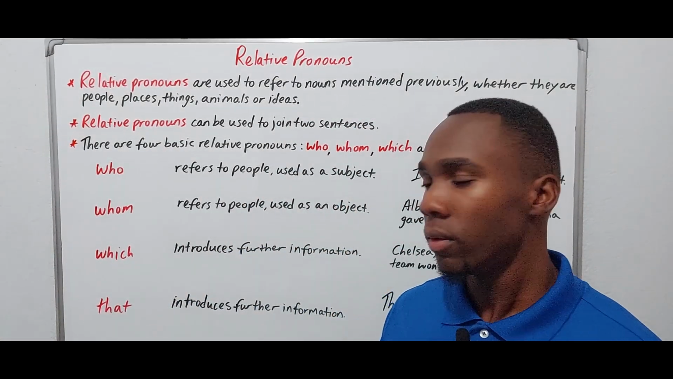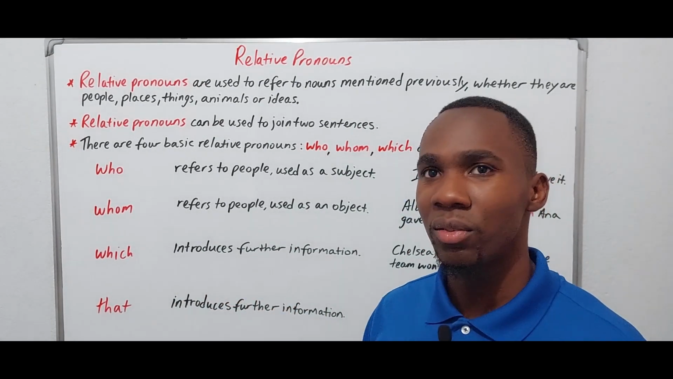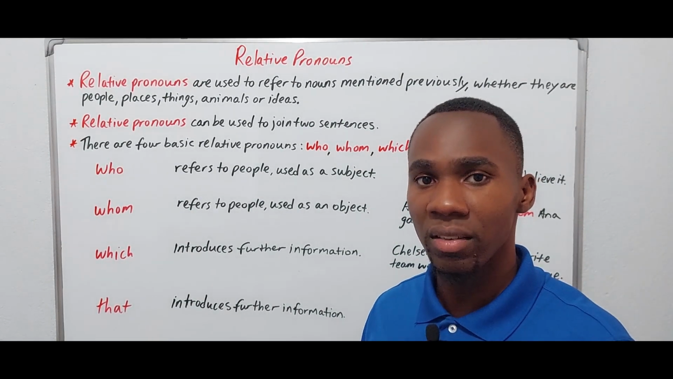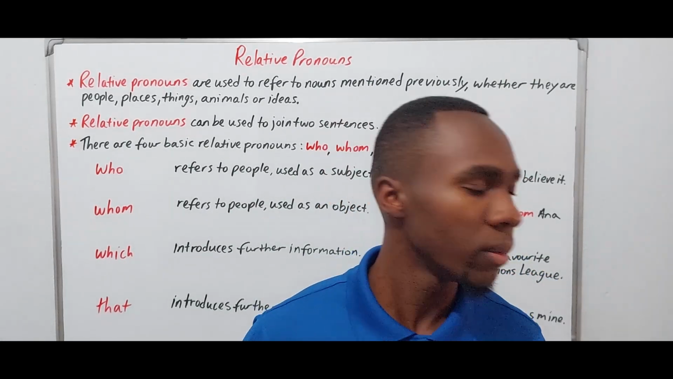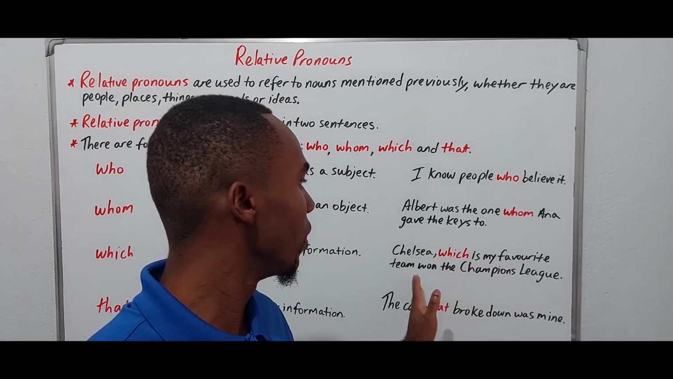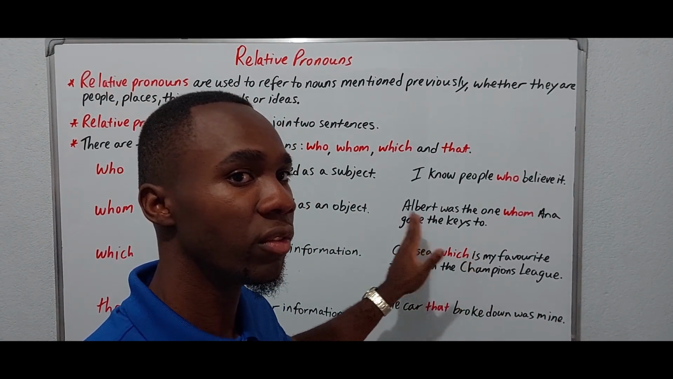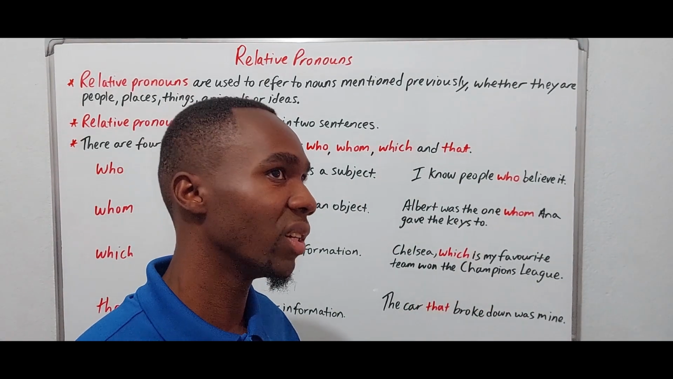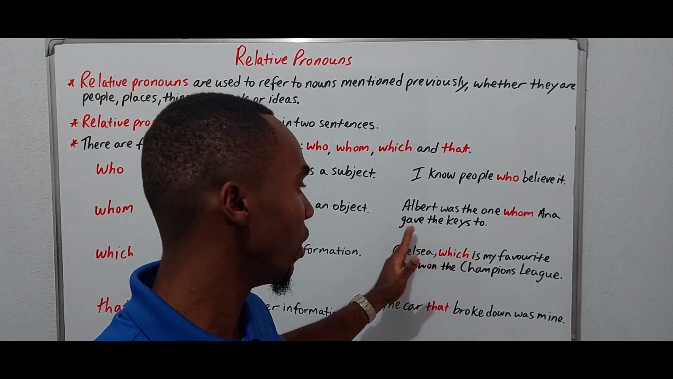Which. This introduces further information, right? And this is usually used to refer to things, right? Usually things. So, for example, Chelsea, which is my favorite team, won the Champions League. So Chelsea, which is obviously referring to Chelsea, right? Which is a team, which could be classified as a thing. So which adds additional information about Chelsea.